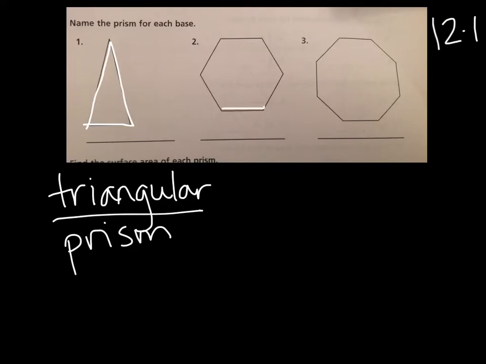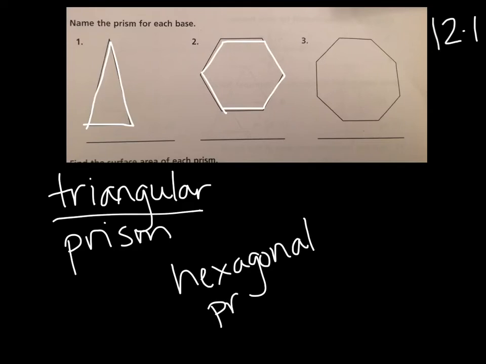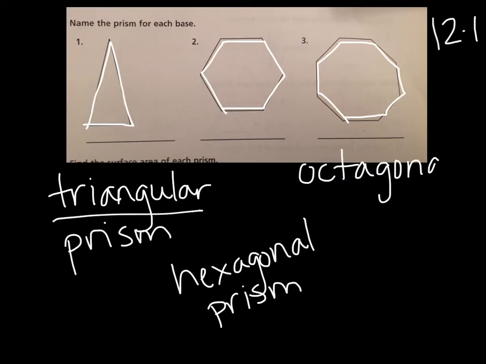Here we have 1, 2, 3, 4, 5, 6. 6 with an X and hex with an X. Hexagonal prism. And then we have 1, 2, 3, 4, 5, 6, 7, 8, which is an octagon. So it's an octagonal prism.